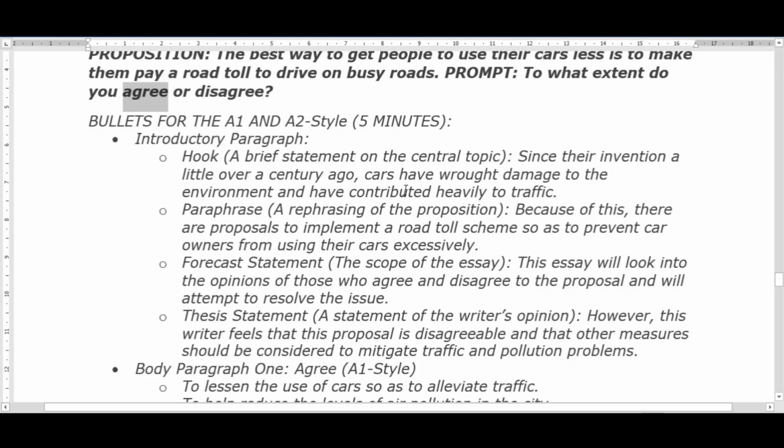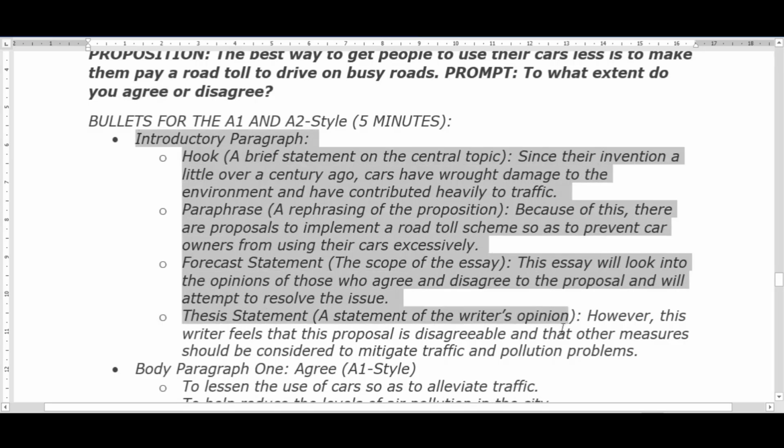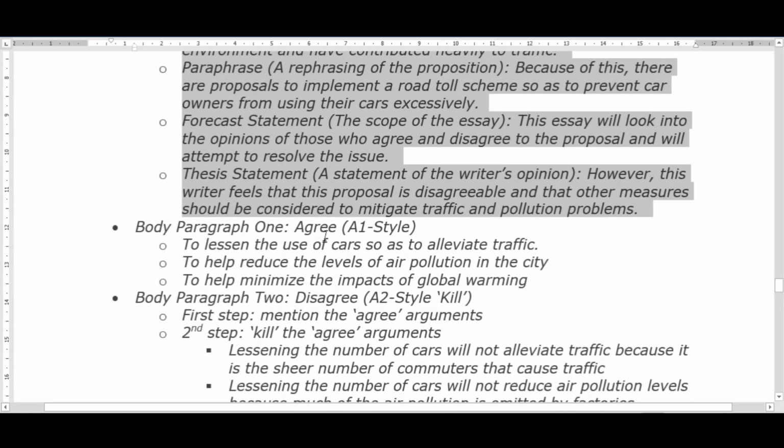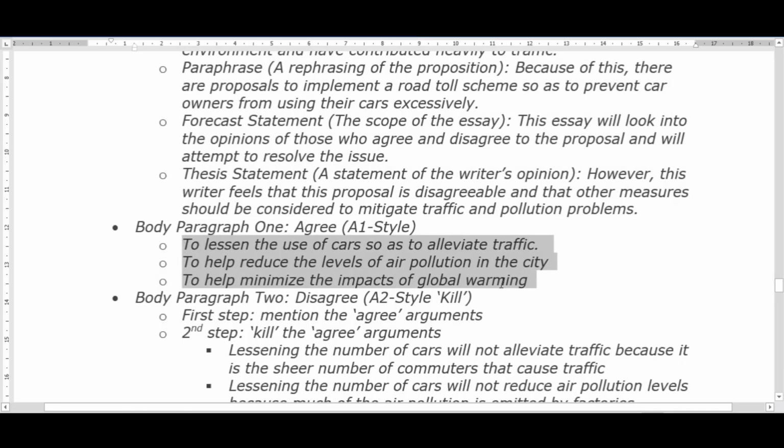So this is what happened here. That's your introductory paragraph over there. Just read through these 4 elements of the introductory paragraph; that's going to be the subject of another video. And then here, body paragraph number 1 are the agree arguments. One paragraph can say I agree to this because this will lessen the use of cars so as to alleviate traffic. The next paragraph can say I agree so as to help reduce the levels of air pollution in the city. And the next is going to say I agree because it's going to help minimize the impacts of global warming. So that's the A1 style, or the agree style, in this particular issue.